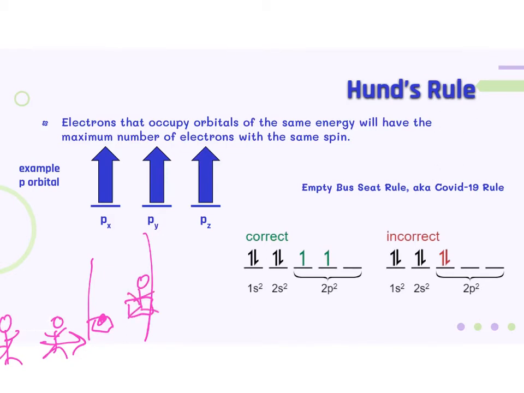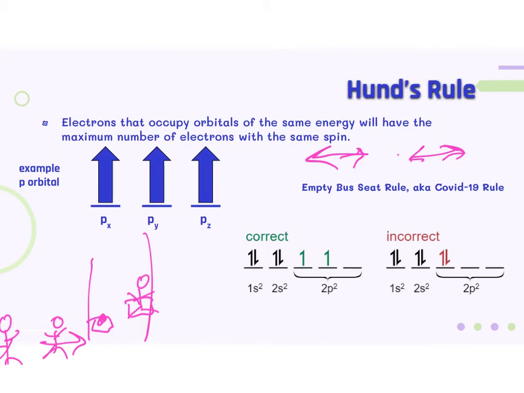Electrons are the same way. Electrons have a negative charge. Well, what you've learned in physical science is like repels like. So the electrons are going to be pushing against each other. They don't want to be close to each other unless they have to. So the empty bus seat, you're not going to sit by a complete stranger unless you absolutely have to. Or in our world today, the COVID-19 rule, you're not going to stand next to basically anybody unless you absolutely have to.